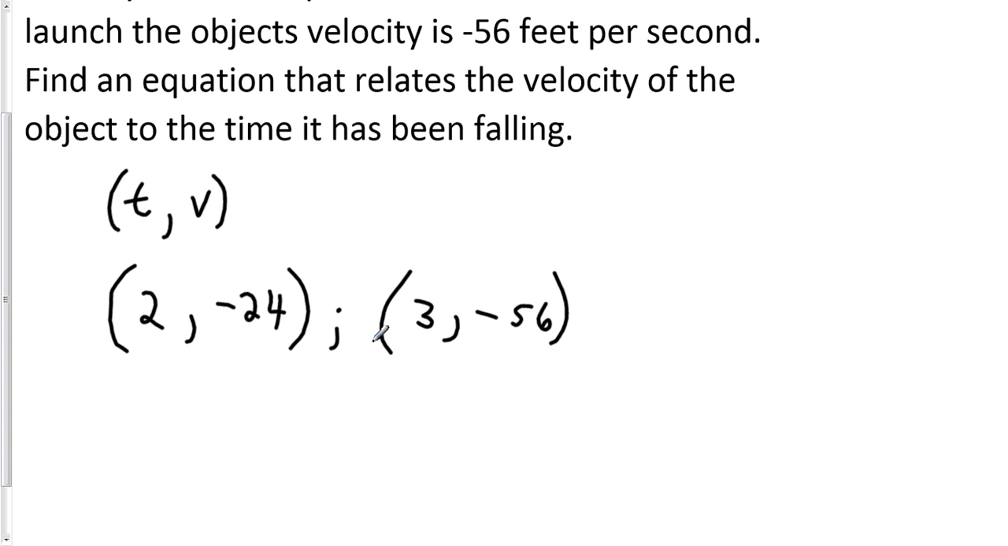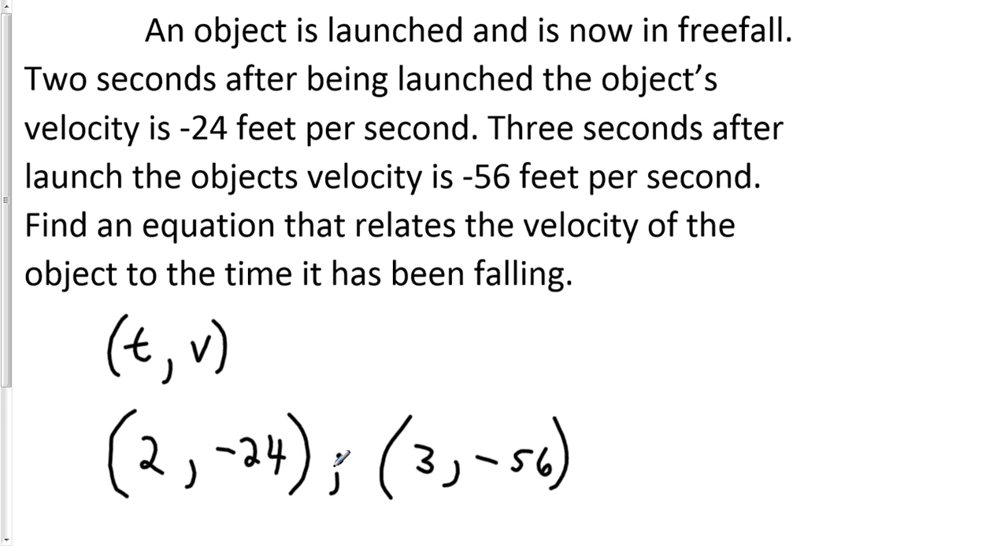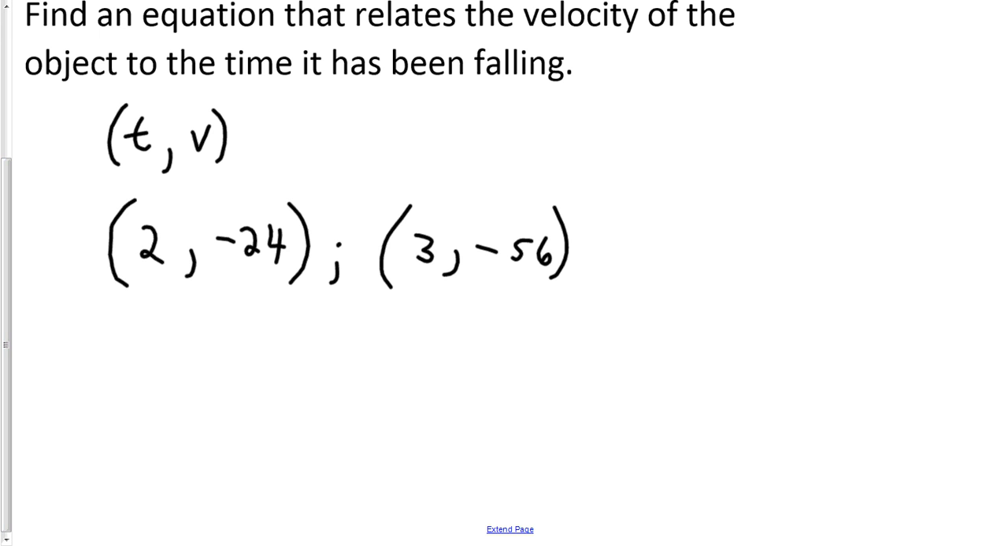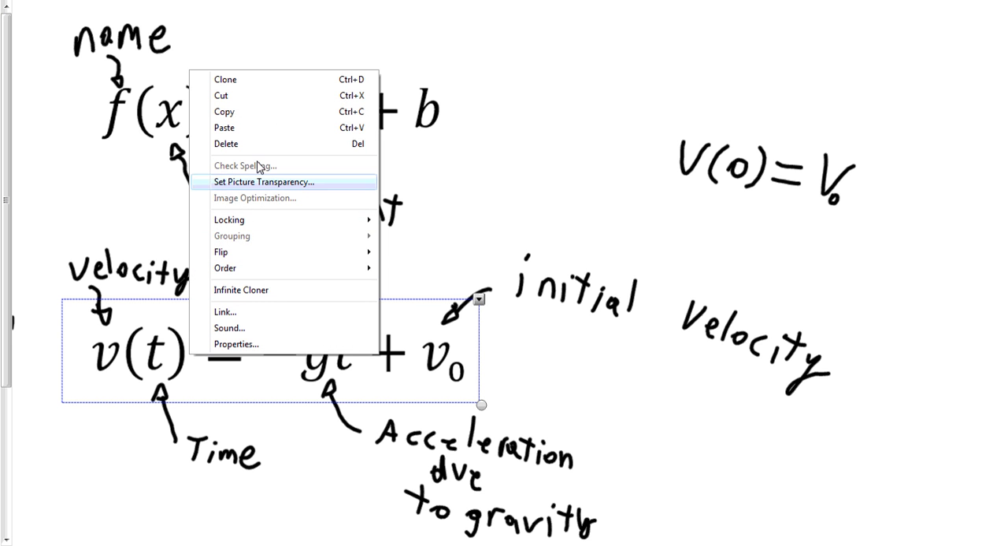Basically, I have 2 points, and I need to come up with the linear function that describes or models these 2 points. So let's go ahead and do that. As a matter of fact, since this is the velocity function, let's grab it, and we'll use this to create our model.